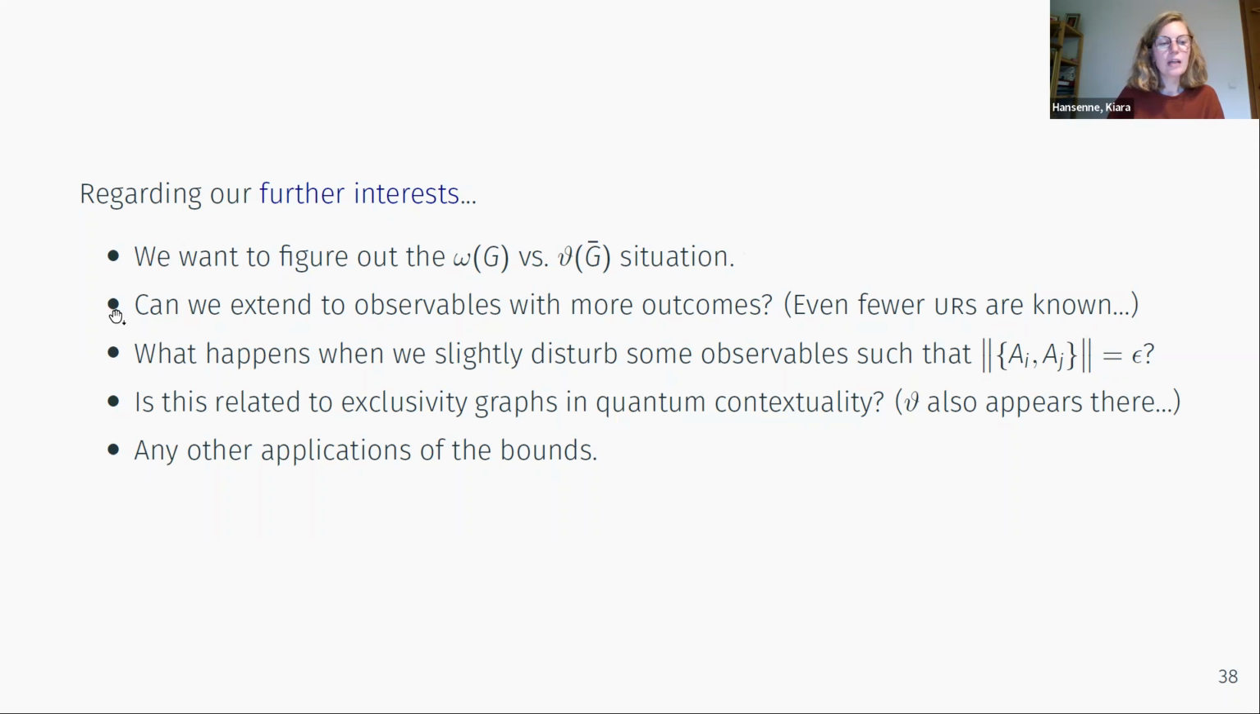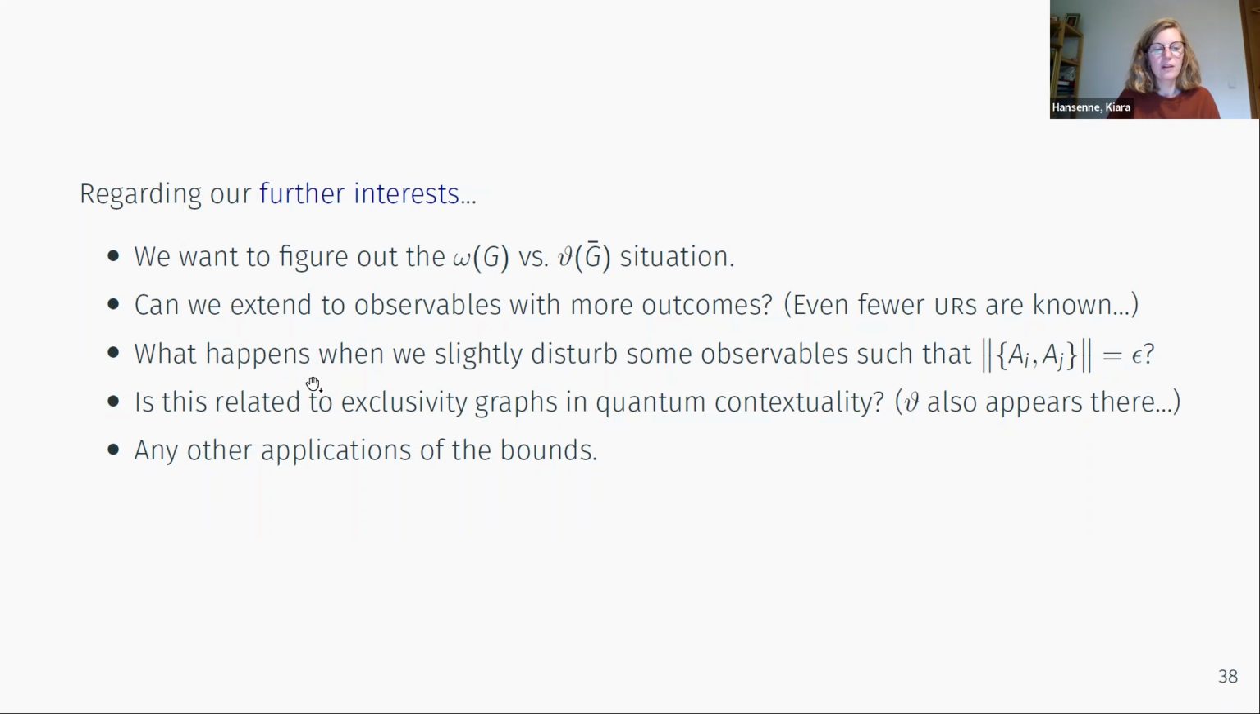Something we would like to do is to see if we can extend our result to observables with more than 2 outcomes. Because there, even fewer uncertainty relations are known, and this is because it's very difficult. So yes, we would like to see if we can do something about it, but let's see.